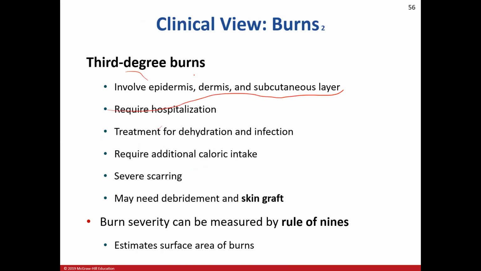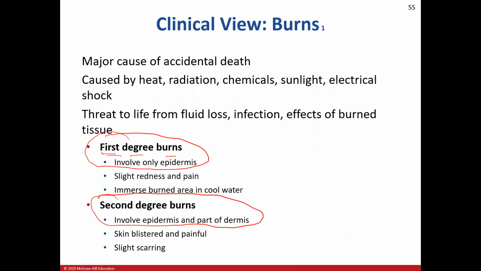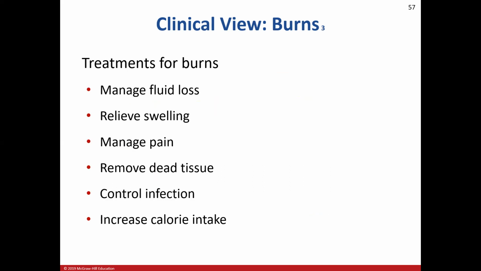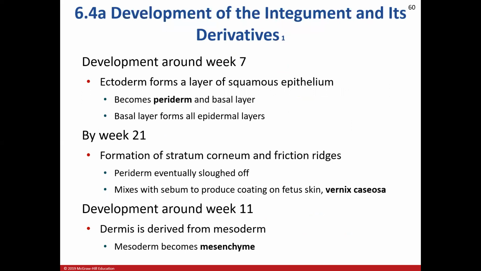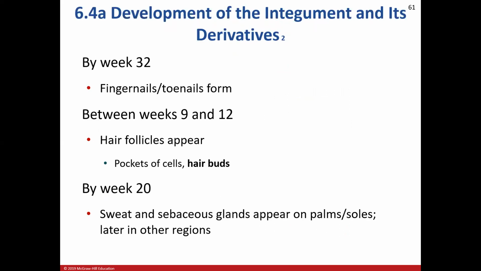And usually this is not as painful at first, because the nerve endings have been destroyed from the chemical burn or the fire burn. And there are no more receptors, so there's no pain at first, but when they come back, it's extremely painful. Now, you might go through the rule of nines in the APR animation, but I'm not going to ask that on the exam. So just learn 1st degree burns, what layers they involve, 2nd degree burns, and 3rd degree burns. This is just some treatment. Development of the integument, we're not going to do.